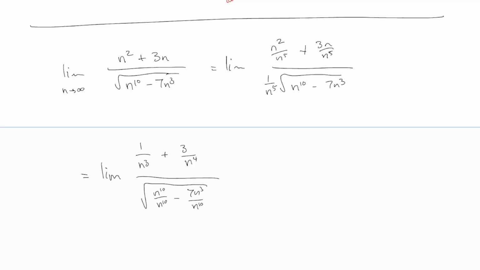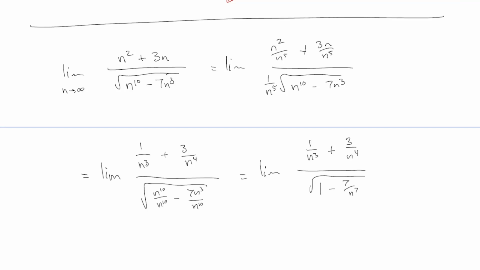All right, and then can we continue to simplify these little guys? n to the 10 over n to the 10 is a 1. So 1 over n cubed, 3 over n to the 4. Down here, square root 1 minus 7 over n to the 7, I guess, when you cancel out the powers of n.